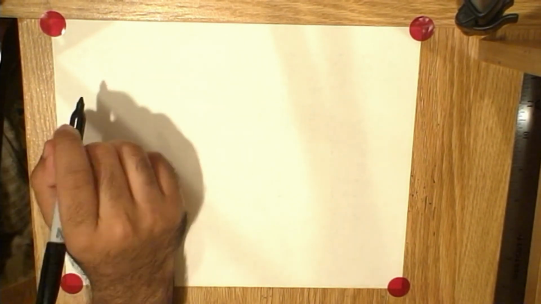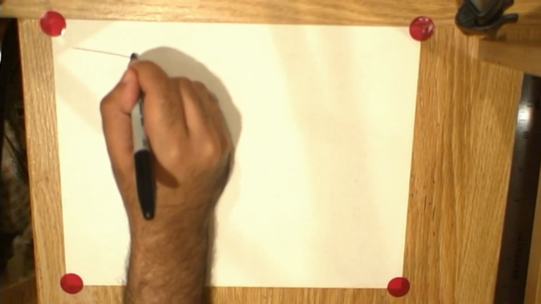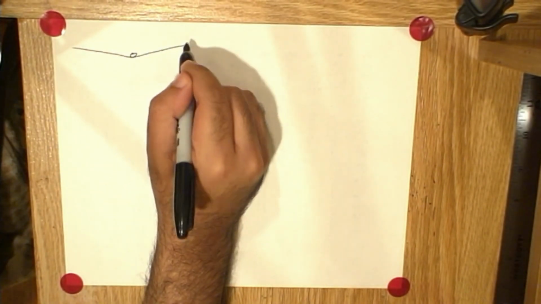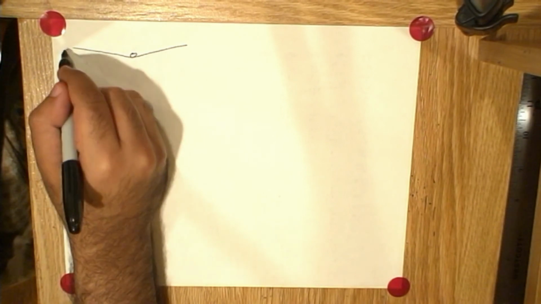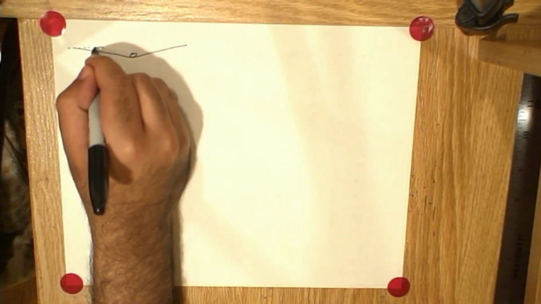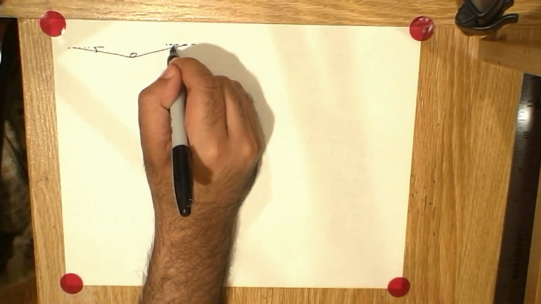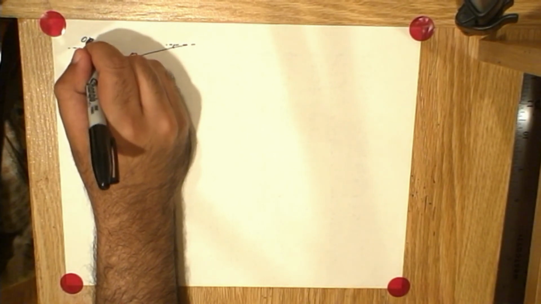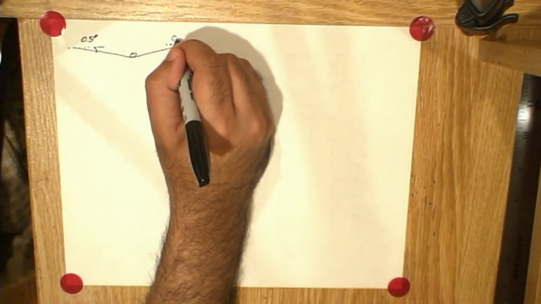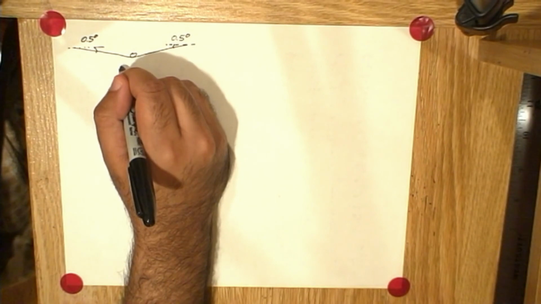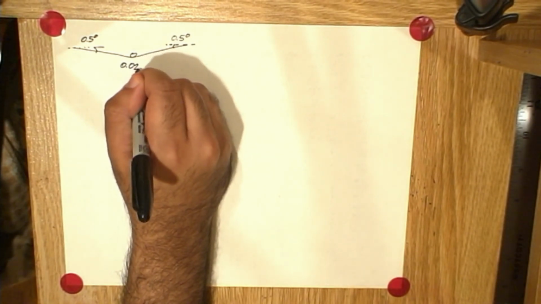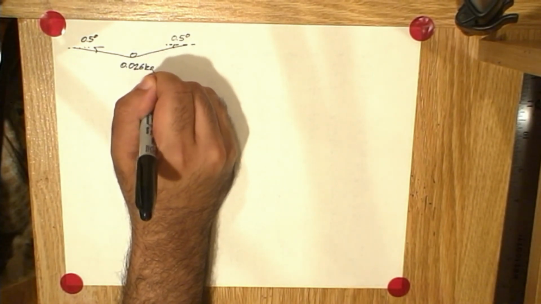The second part of this question is sufficiently different that I want to start it over from scratch. So here we have a wire. We have the same bird as before, but this time the deflection of the wire is considerably less. It's 0.5 degrees on both sides. And the mass of the bird is 0.026 kilograms.